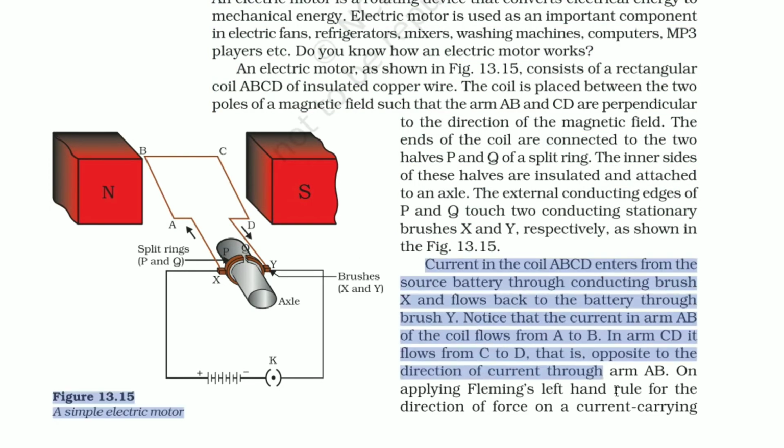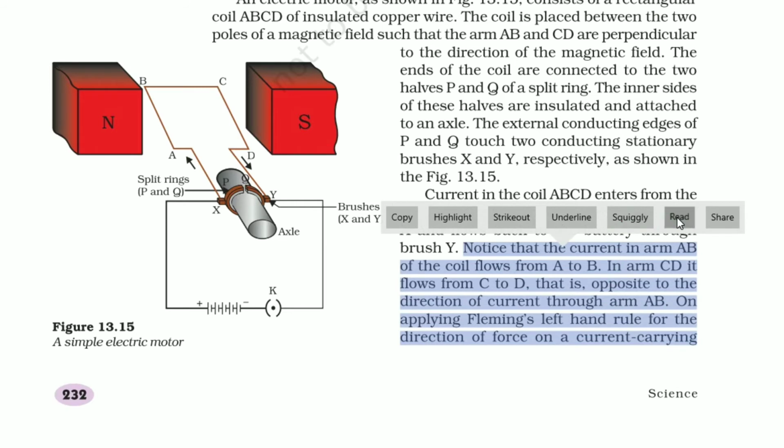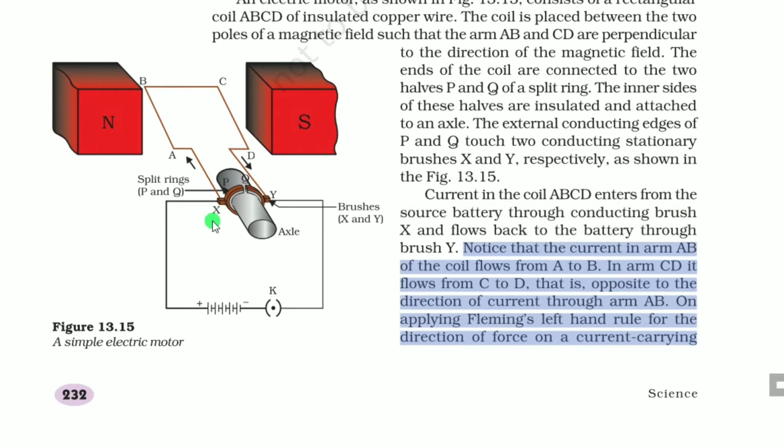Okay, now the remaining. Now current in the coil ABCD enters from the source battery through conducting brush X and flows back to the battery through brush Y. Notice that the current in arm AB of the coil flows from A to B. In arm CD it flows from C to D, that is, opposite to the direction of current through arm AB.